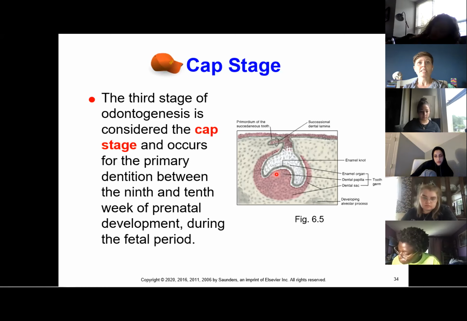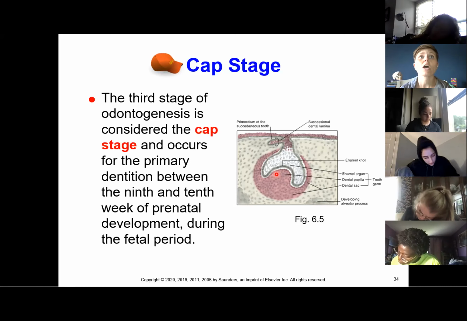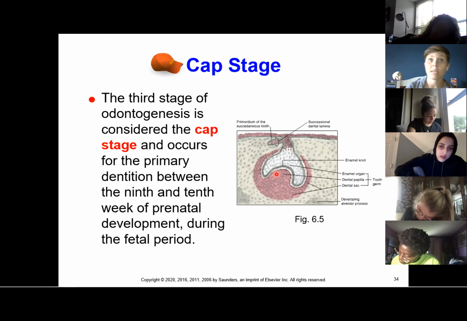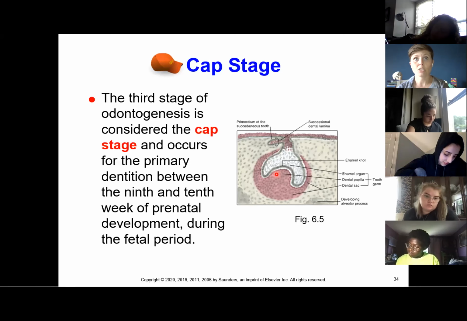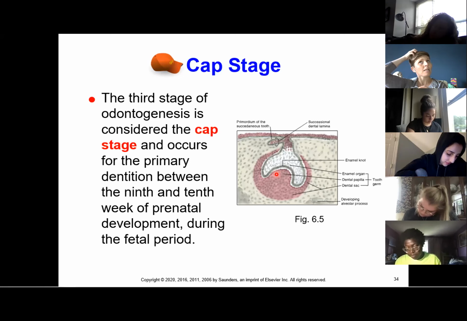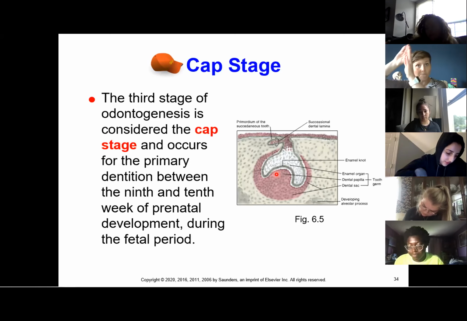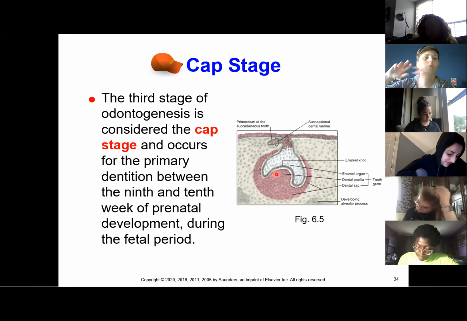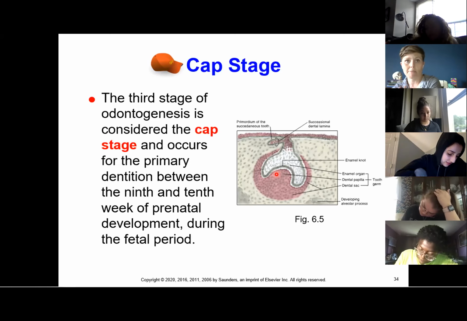The third stage of odontogenesis is the cap stage and occurs for the primary dentition between the 9th and 10th week of prenatal development in the fetal period. The 9th week starts the fetal period, they say. The 2nd through 8th week is embryonic, and then the fetal period is from 9 on, so it finishes development. It occurs in that 9th and 10th week, towards the end of the embryonic-fetal transition.